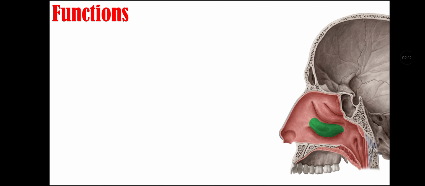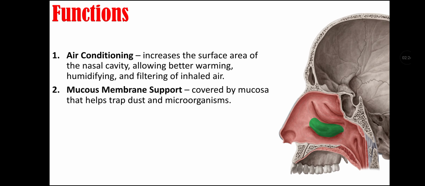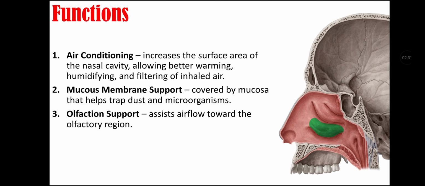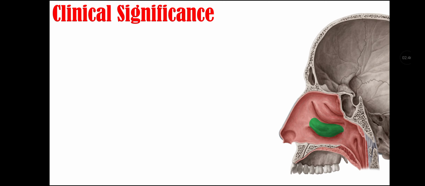Functions of inferior nasal concha. First function is air conditioning, as this bone increases the surface area of nasal cavity, allowing better warming, humidifying, and filtering of inhaled air. Second function is mucous membrane support, as this bone is covered by mucosa that help trap dust and microorganisms. Third function is olfaction support, as this bone assists airflow towards the olfactory region. And fourth function is nasal structure, as this bone helps form the inferior nasal meatus, that is a passage for air and drainage of nasolacrimal duct.